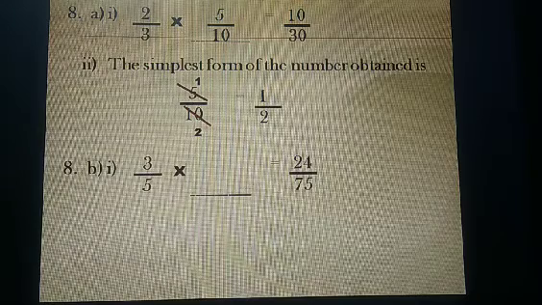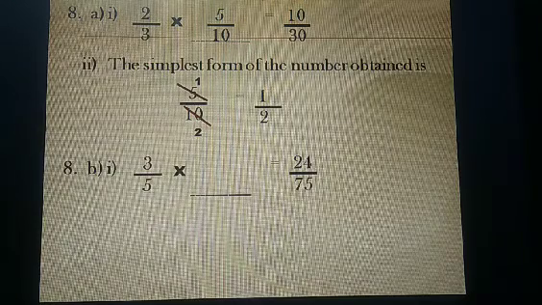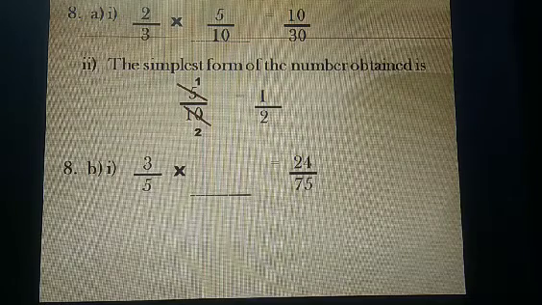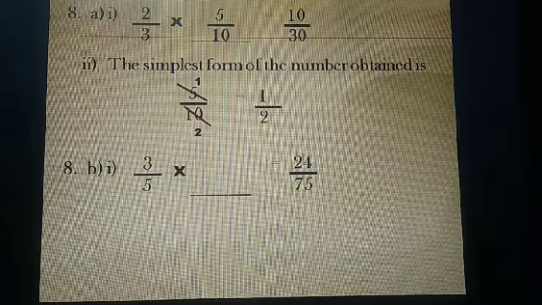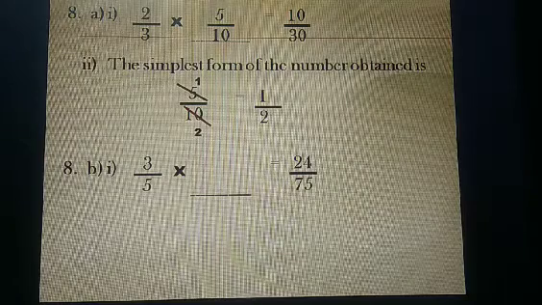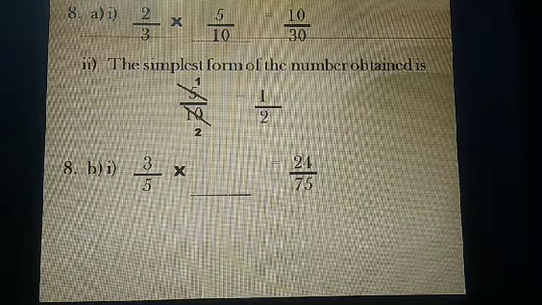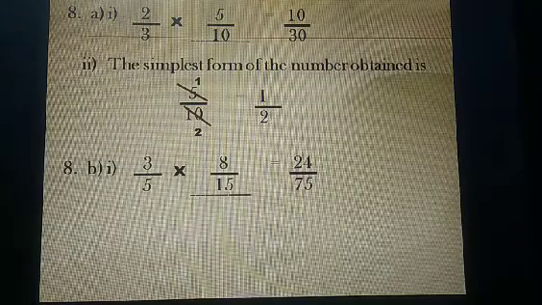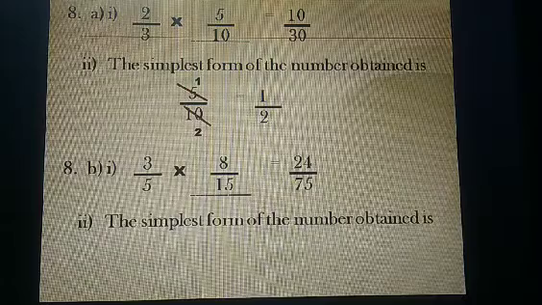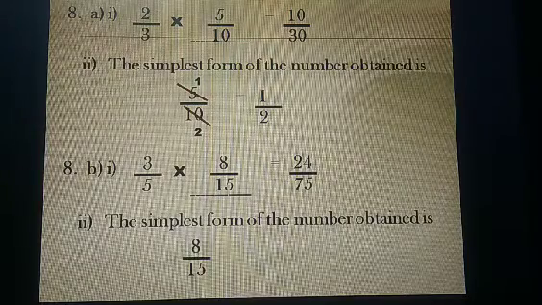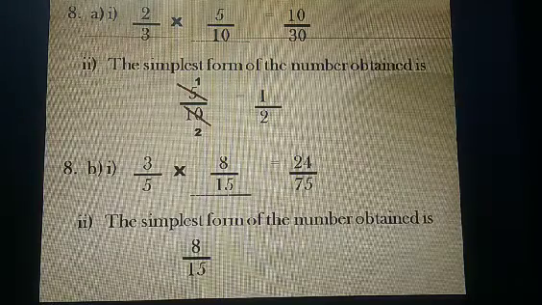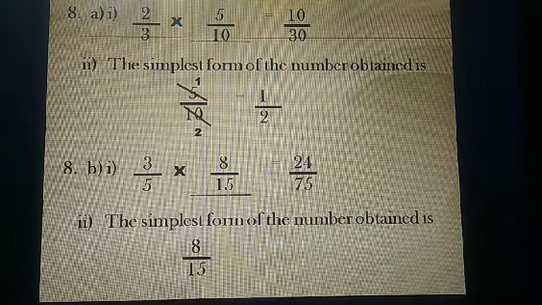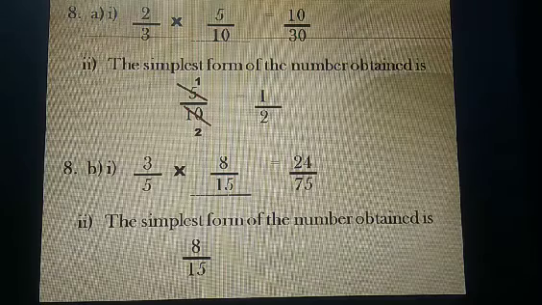Now this is the second blank given to you. Again, you have to find a fraction such that 3 by 5 into that fraction gives you 24 upon 75. So 3 8s are 24 and 5 15s are 75. So the final answer is 8 upon 15. Again, we are supposed to find the simplest form of it. Is there any common factor here? No. So this is your final answer. This is the simplest form of the given fraction.